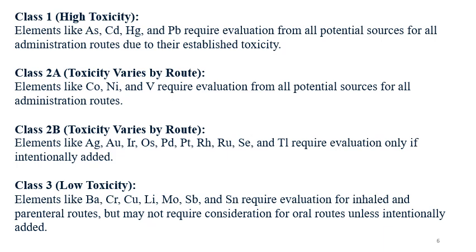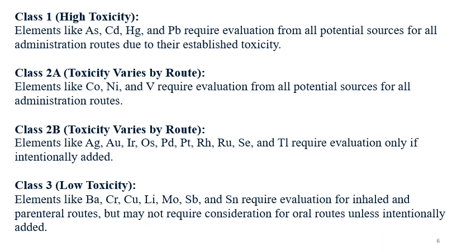Now see the classes of elemental impurities. There are various types of impurities. These are toxic in nature, and these have different toxicity as per the different route of administration. So some have high toxicity. So these are class 1 elemental impurities. Elements like As, Cd, Hg, Pb require evaluation from all potential sources for all administration routes due to their established toxicity. Like lead is there, mercury is there. These are toxic elements.